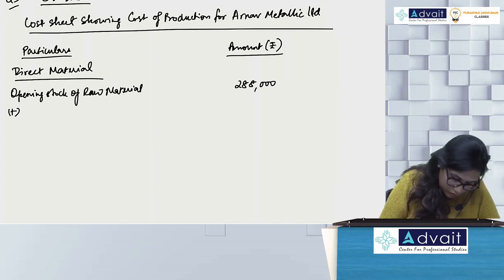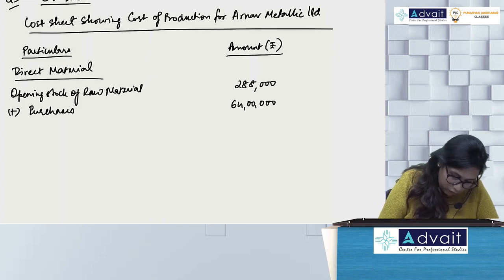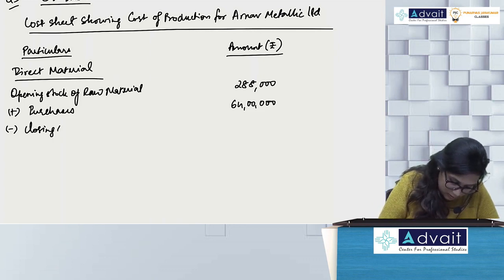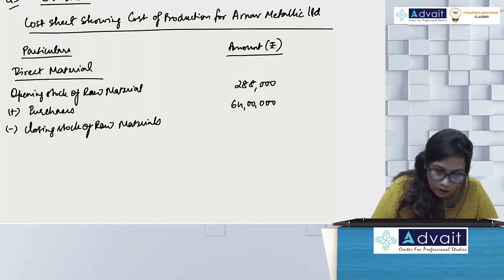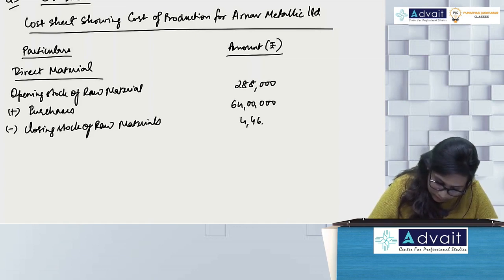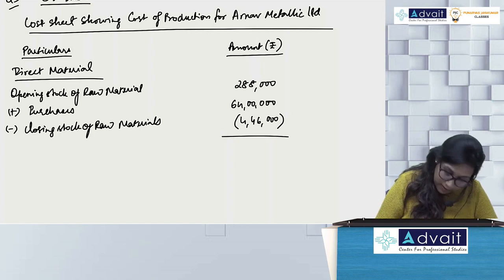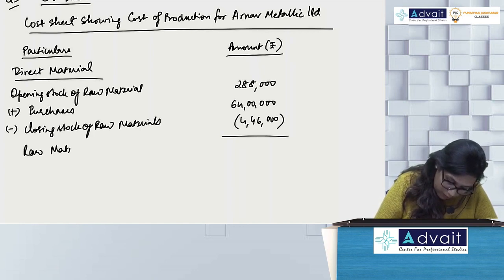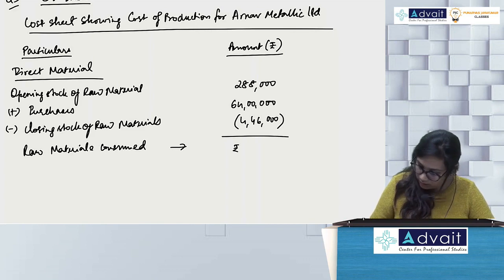2,88,000, to which we will add our raw material purchases, 64 lakh, minus closing stock of raw materials. How much would that be? 4,46,000. So this gives me my raw materials consumed. So how much do we get? The total.